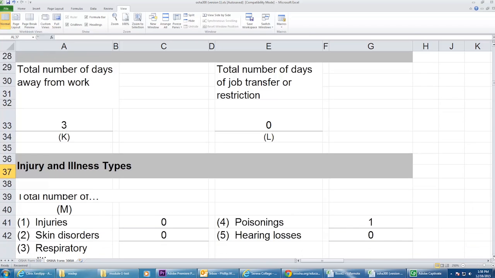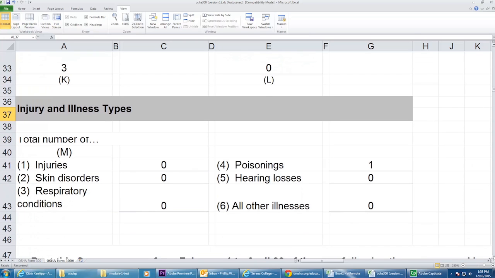Same thing with the block for the type of injury or illness. How many injuries, how many skin disorders, respiratory conditions, poisonings, hearing loss, or any other type of illness.